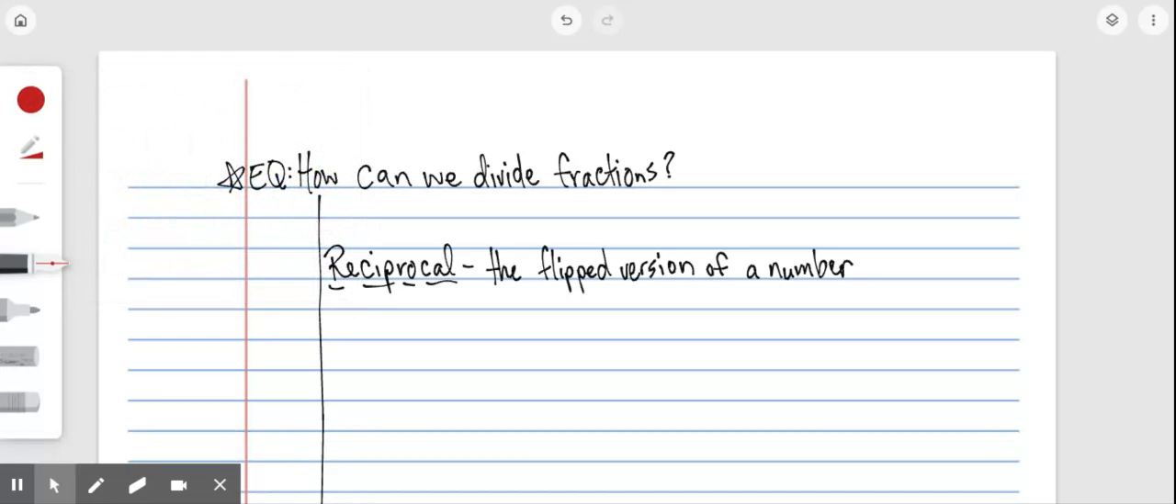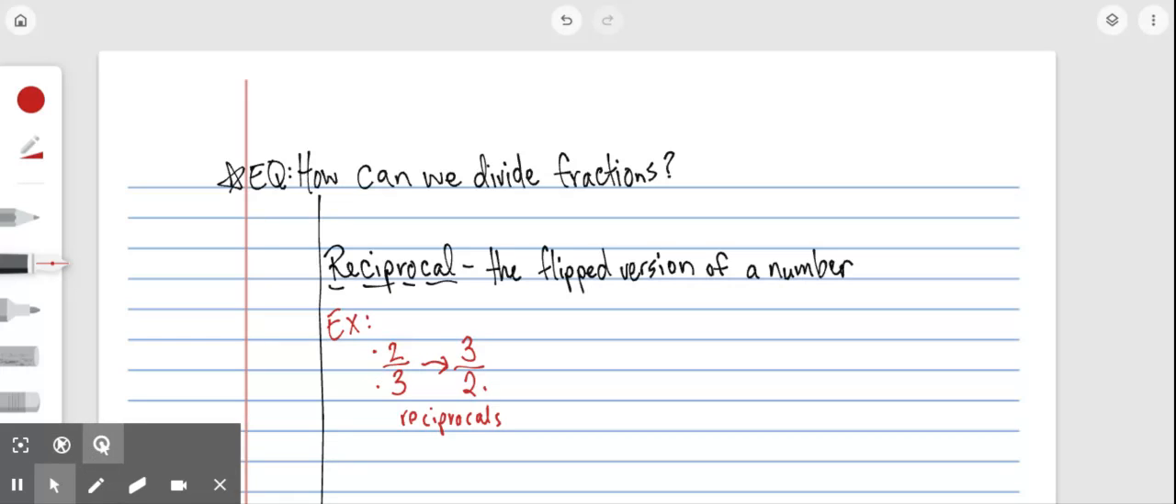And then let's do an example. If I have 2/3, the reciprocal is 3/2. And the cool thing is, not only is 3/2 the reciprocal of 2/3, but if I started with 3/2, the reciprocal would be 2/3. So these are reciprocals. Notice the 2 in the numerator became a denominator, and the 3 in the denominator became a numerator.